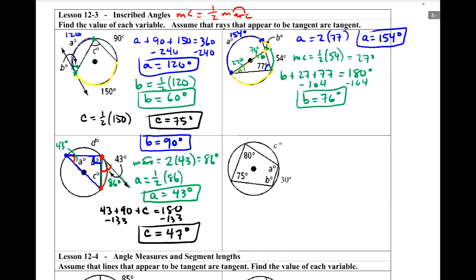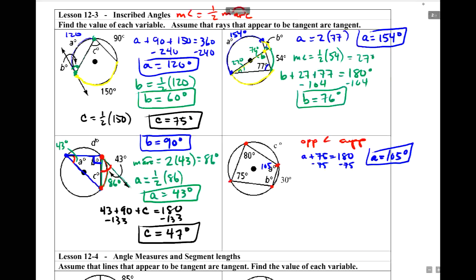I see a quadrilateral inscribed inside of a circle. Means we've got tangents, and this is another one of our corollaries, and it says that opposite angles are supplementary. So these should be really easy to do. So A plus 75 equals 180. Subtract 75 from both sides. A is 105 degrees. Put 105 here.